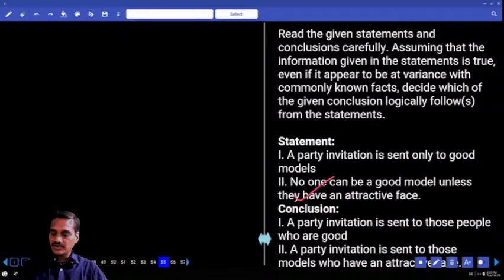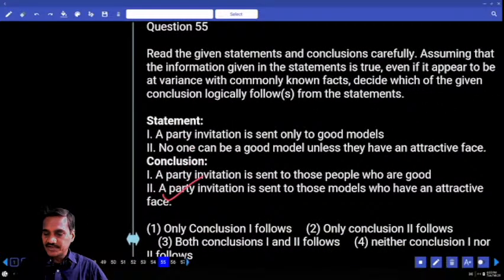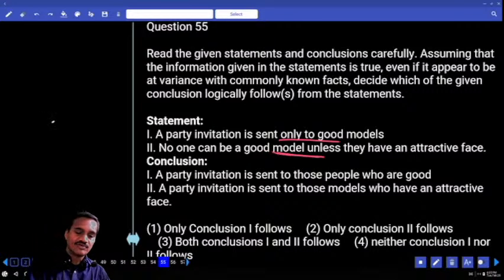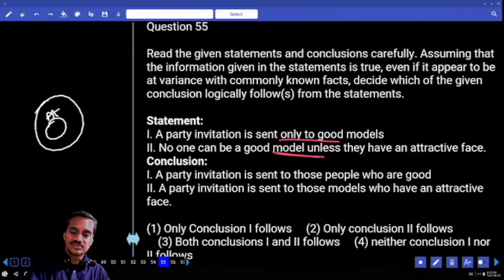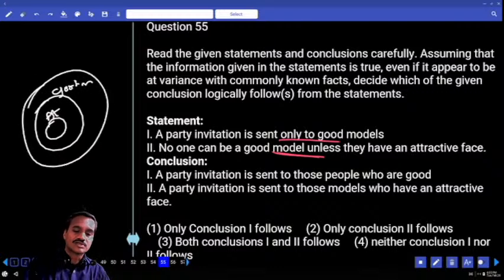Then in this 55, statement followed by a conclusion. A party invitation is sent only to good models. Okay? A party invitation is sent for whom? Only to good models. No one can be a good model unless they have an attractive face. That means, in order to be a good model, one should have an attractive face. And all the persons who have an attractive face are good models. And all these good models are invited to this party. Isn't that what we write?